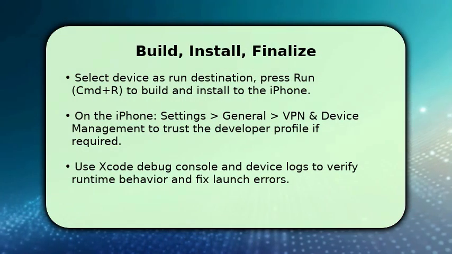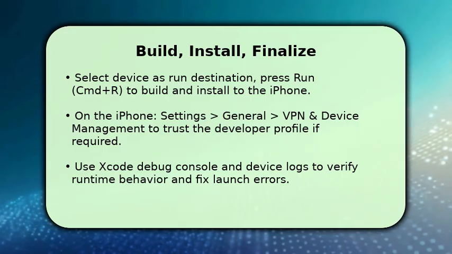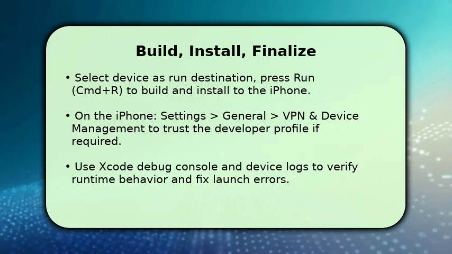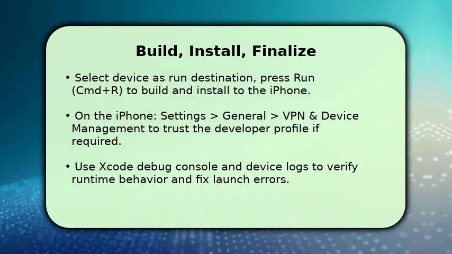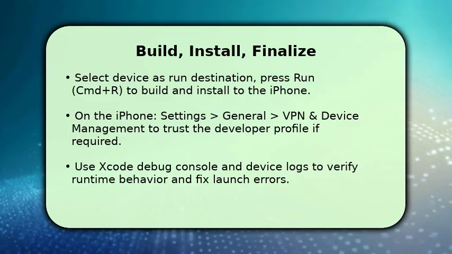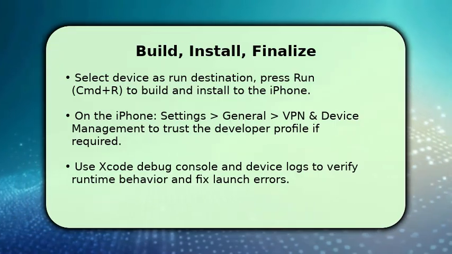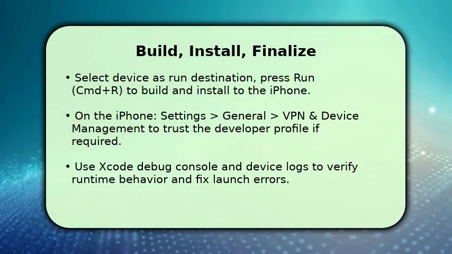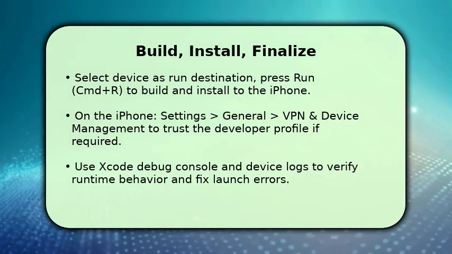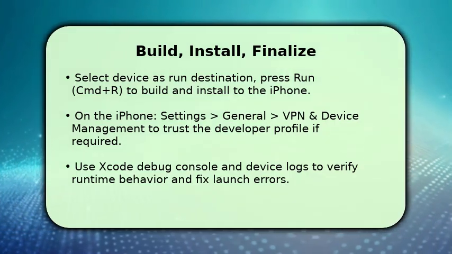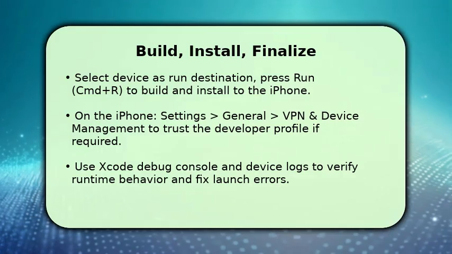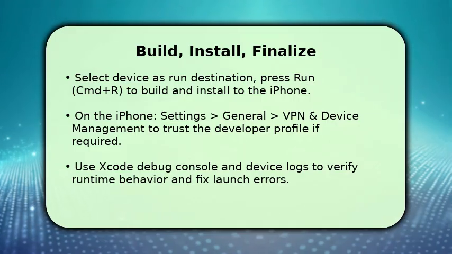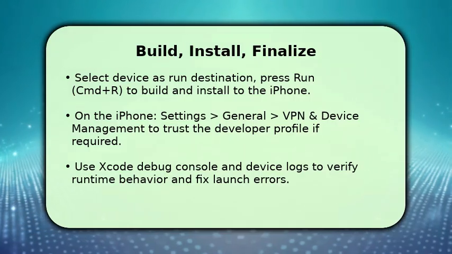Build and install the app by choosing the iPhone as the run destination and pressing Run. Xcode will compile, sign, and transfer the app. Monitor the build progress, and address compiler errors immediately. After installation, you may need to trust the developer profile on the iPhone so the app can launch. Once running, use the Xcode debugger and device logs to verify behavior. If the app won't install, one tip: reboot both devices, reconnect, and re-add the device UID to the provisioning profile before rebuilding.